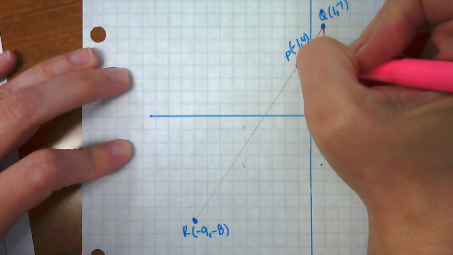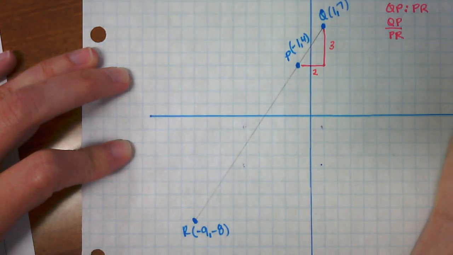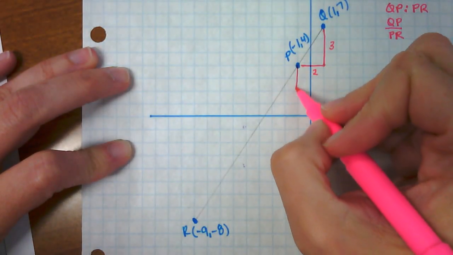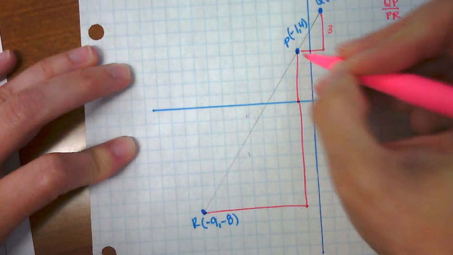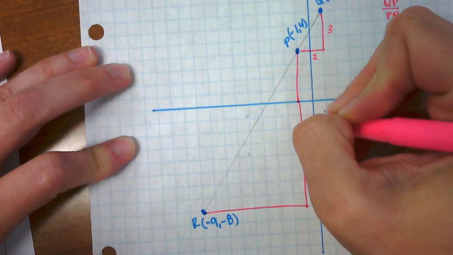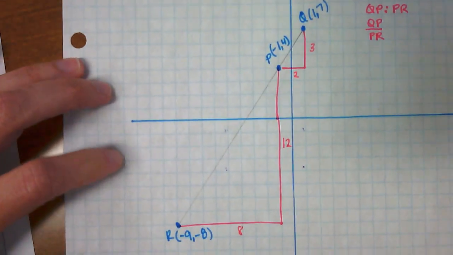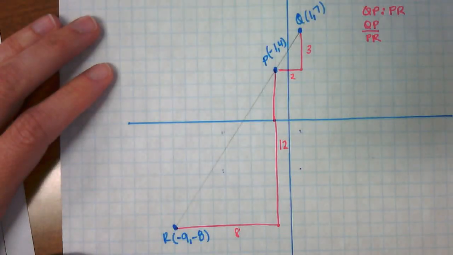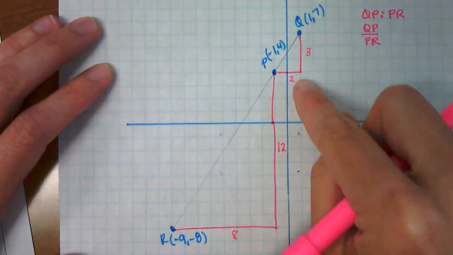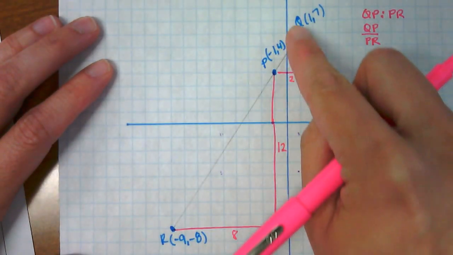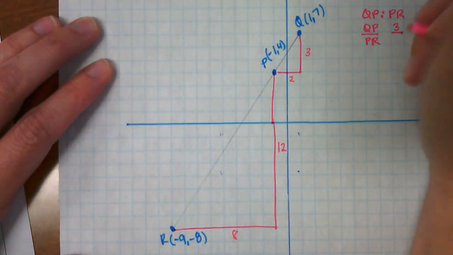To get from Q to P, if I wanted to count, this distance is 3, this distance is 2. To get from P to R, I did not make a super straight line there, but this distance going down is 12, and this distance going over is 8. The fastest way to figure this out would be to just take my horizontal or vertical distances and compare them. So if I wanted to compare my vertical distances from Q to P, I traveled 3. From P to R, I traveled 12.